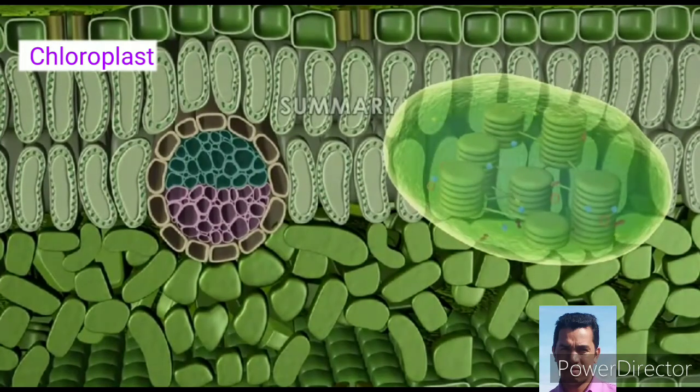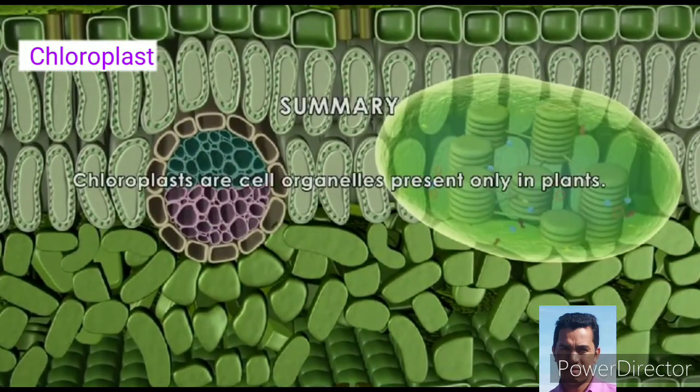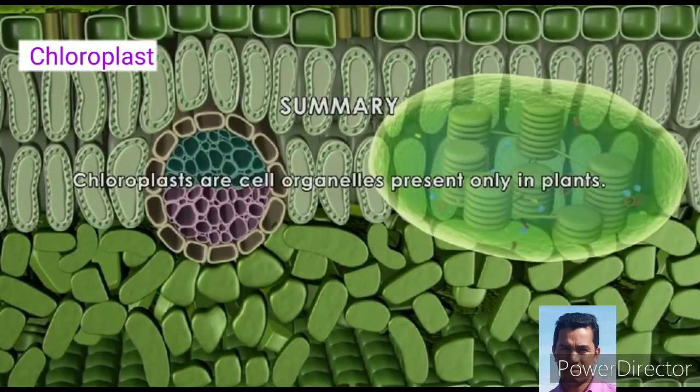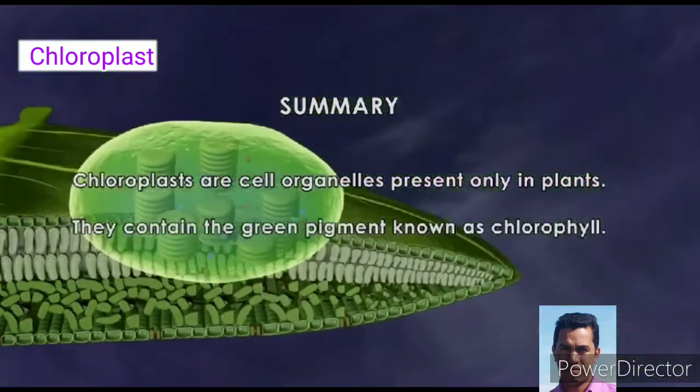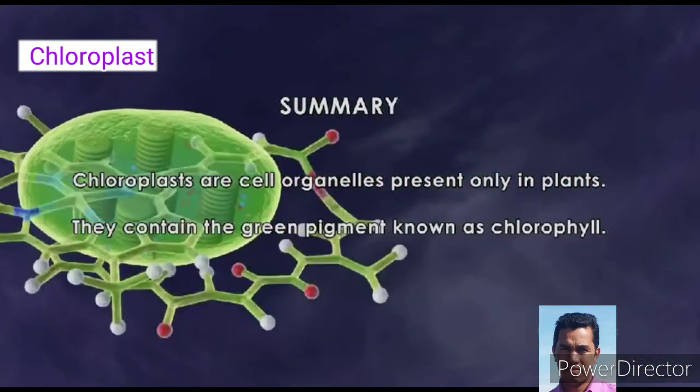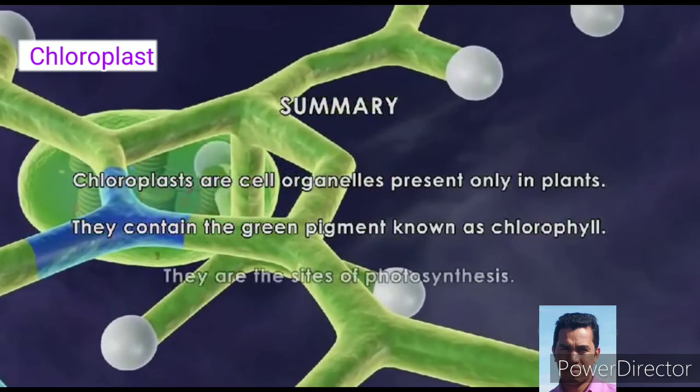Summary: chloroplasts are cell organelles present only in plants. They contain the green pigment known as chlorophyll. They are the sites of photosynthesis.